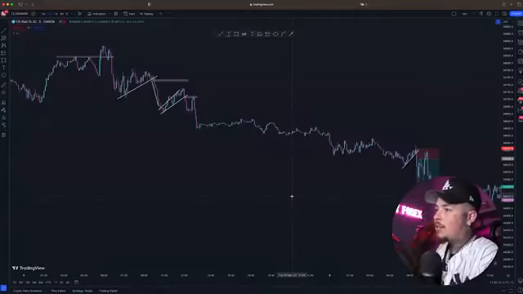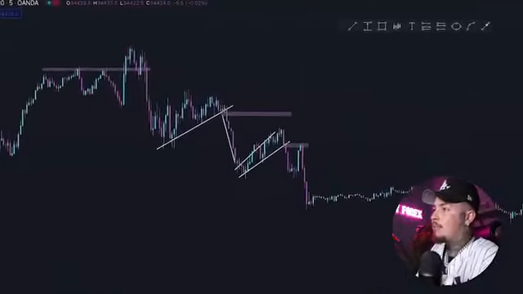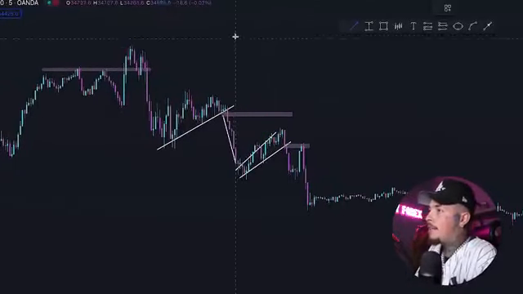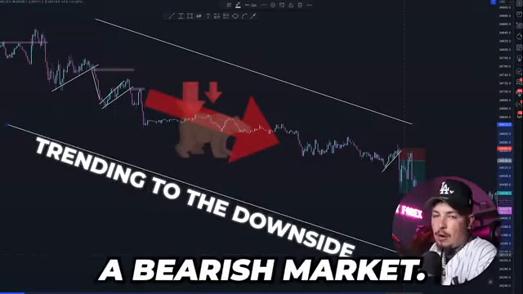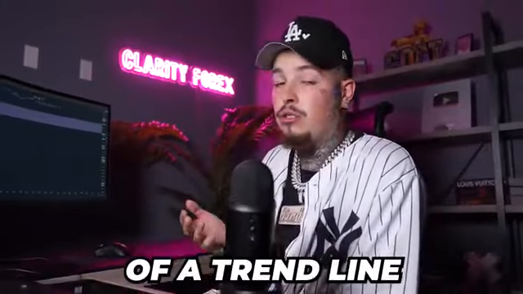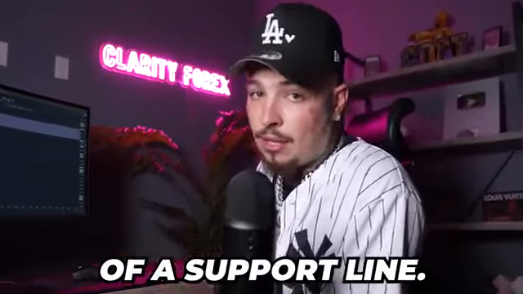First thing I want to do is see which way price is moving. I want to see if price is going to the downside or the upside. Obviously on the 5-minute chart here, we can see price is trending to the downside. We have a bearish market. When I see a bearish market, I'm looking for sales, which means I'm looking for a break of a trend line or I'm looking for a break of a support line, and I'm getting a phone call.